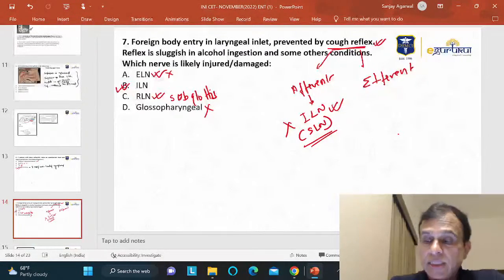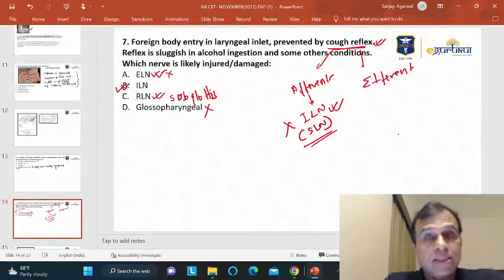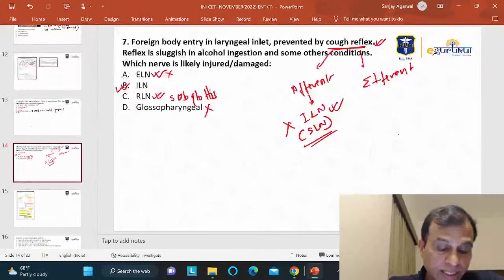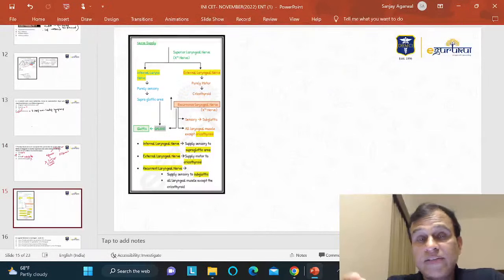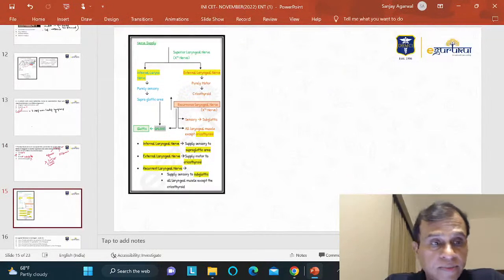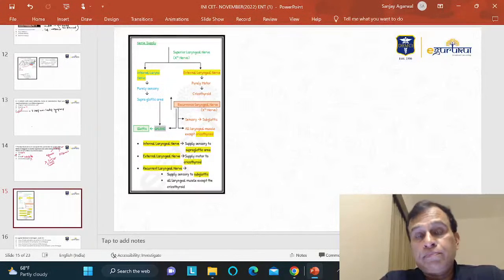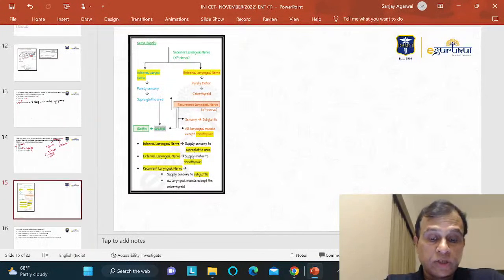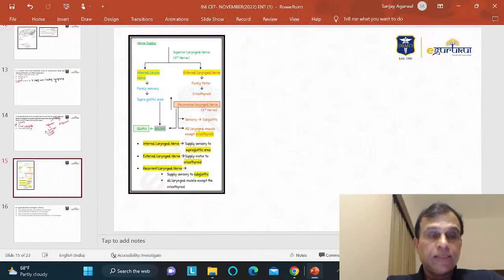That's why this was not a difficult question in my opinion. It was a very simple question. The internal laryngeal nerve is the one that is damaged, causing this condition. And laryngeal anatomy, especially the nerves of the larynx, has been discussed in great detail. And this is that slide or pic from the PDF file of the eGurukul app talking about the nerves that we discussed in the larynx.